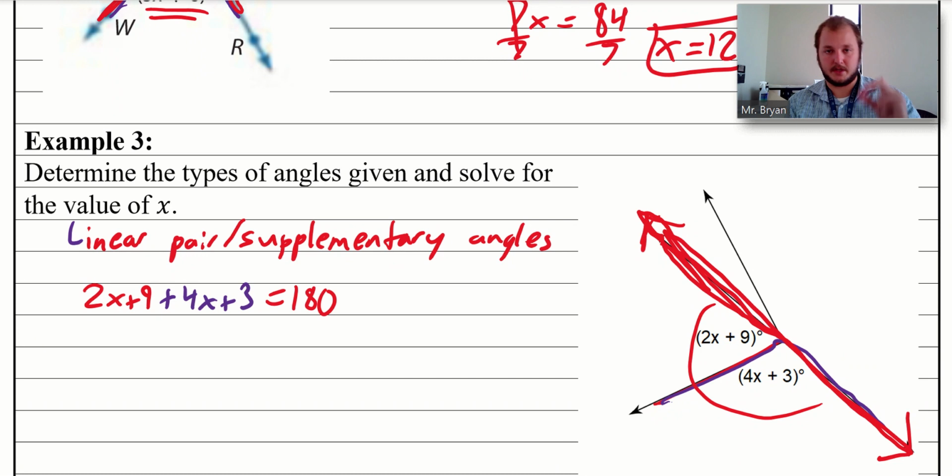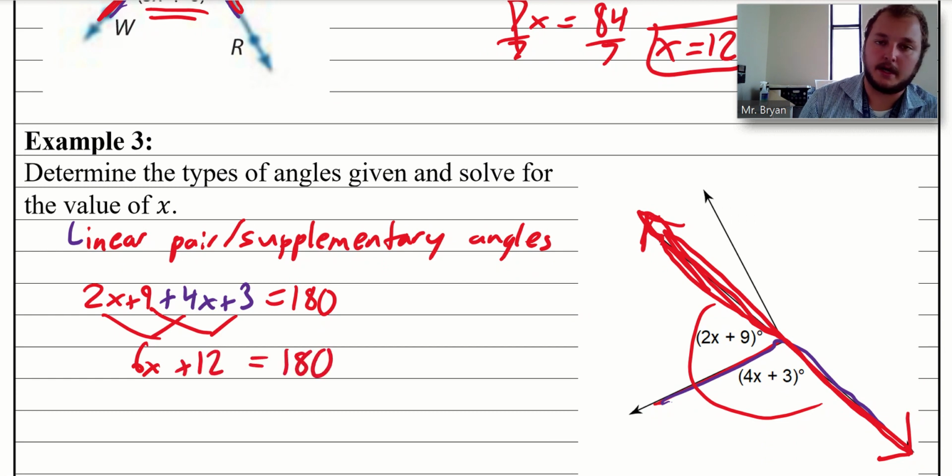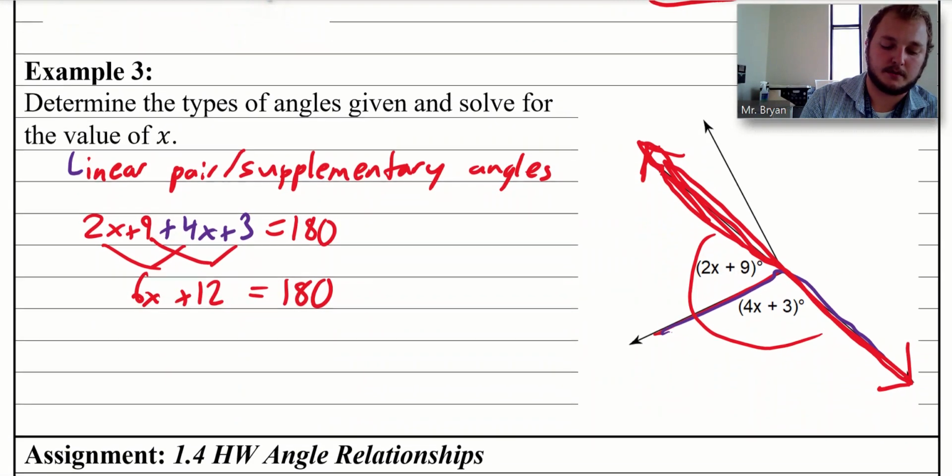This is the biggest piece. If you understand this piece, then the rest is just solving. The part plus the part adds up to the whole thing. Okay, and now from here, we can just use algebra. We can combine like terms first. We have 2x and 4x to give me 6x. 9 plus 3 is going to give me 12. Equals 180 here. Scroll down a little bit.